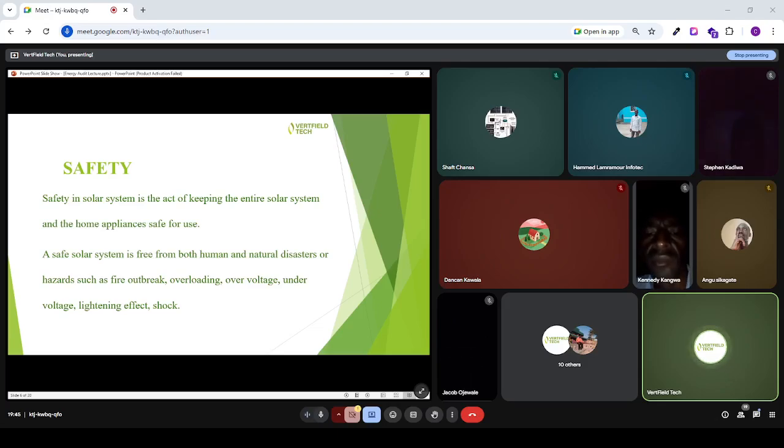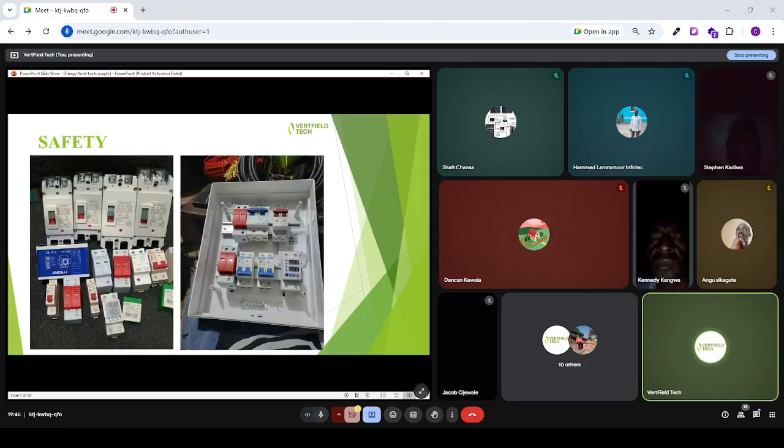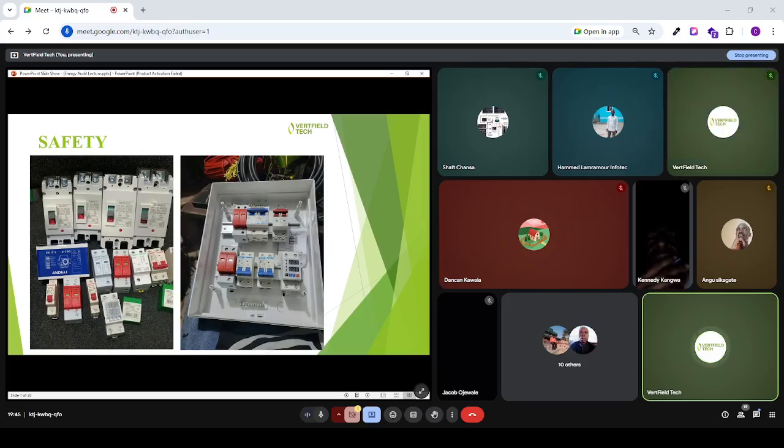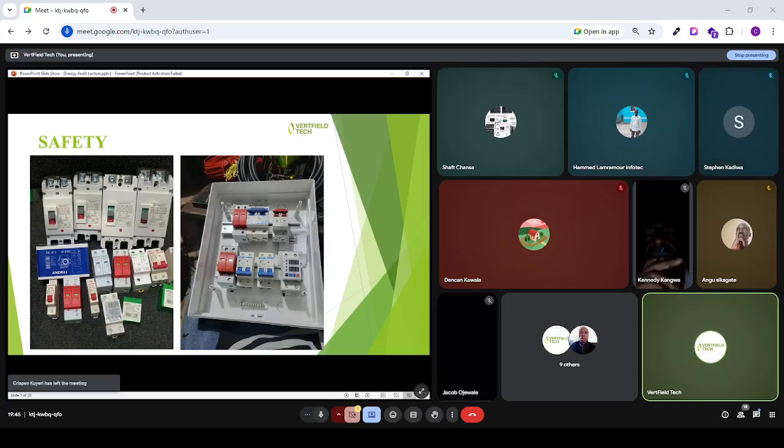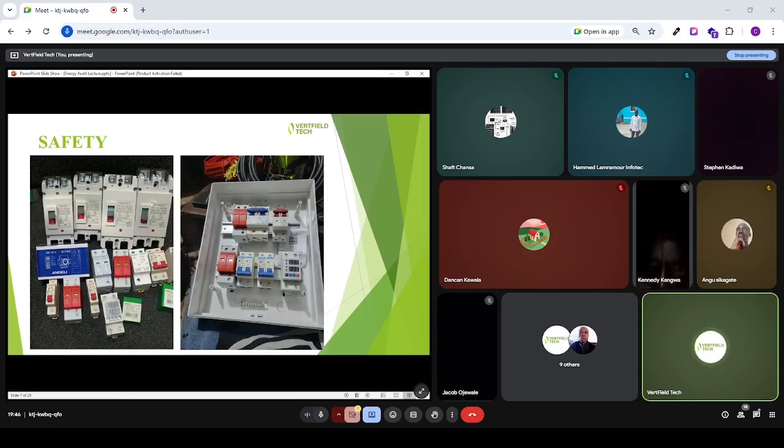What you can see me display on my screen right now are the various safety tools and gadgets. Like I said earlier, most of you must have come across them. On my screen, you can see your changeover, which is the automatic changeover. You can see your SPD, your breakers, your voltage monitors. There are two different types of breakers there: you have the MCB, and you also have the MCCB.